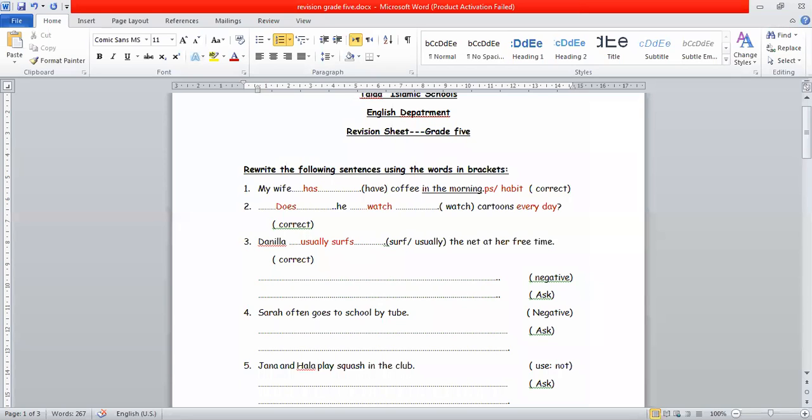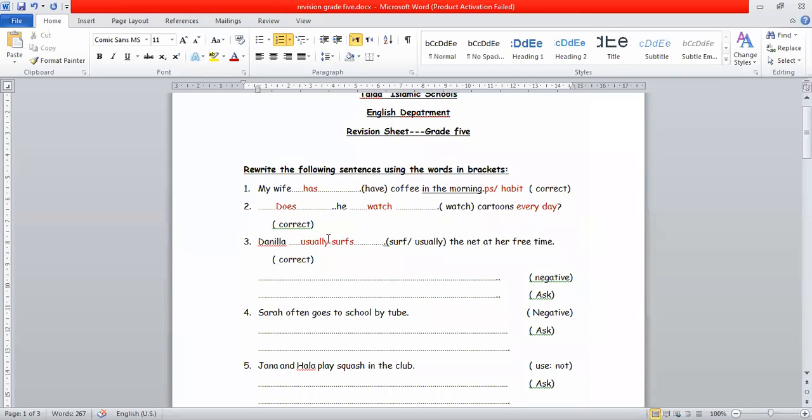Because there is usually, and usually is present simple. Very good. Usually is a present simple tense. And why do you put S here? Because Daniela is she, and she loves S. Very good. She loves S with the verb. And we have usually, so now we know it's a present simple tense. Okay?